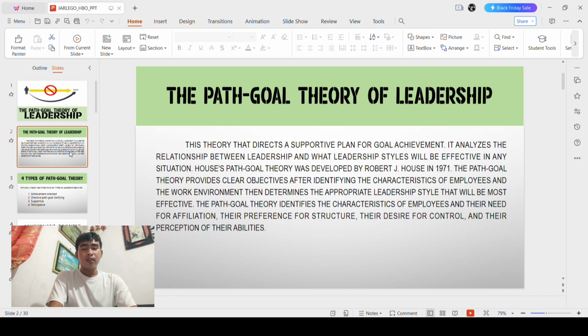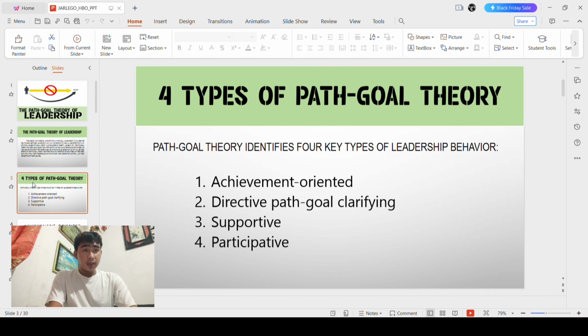So, the path goal theory is a leadership theory that suggests a leader's primary role is to help followers reach their goals by clarifying the paths to success. So it emphasizes the leader's ability to provide support, guidance, and remove obstacles to make the journey more achievable for their team. The theory was developed by Robert House. It identifies four leadership styles: achievement-oriented, directive path goal clarifying, supportive, and then participative.